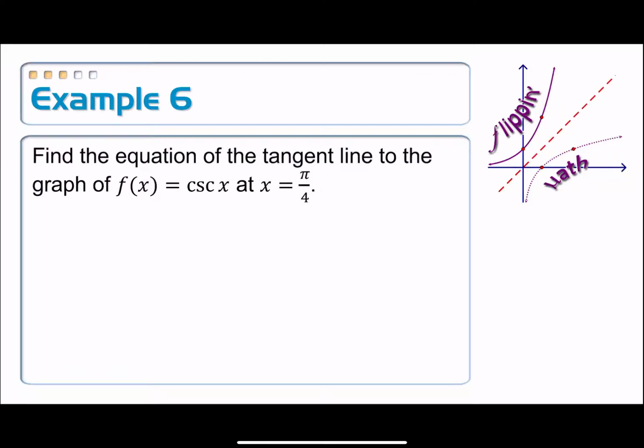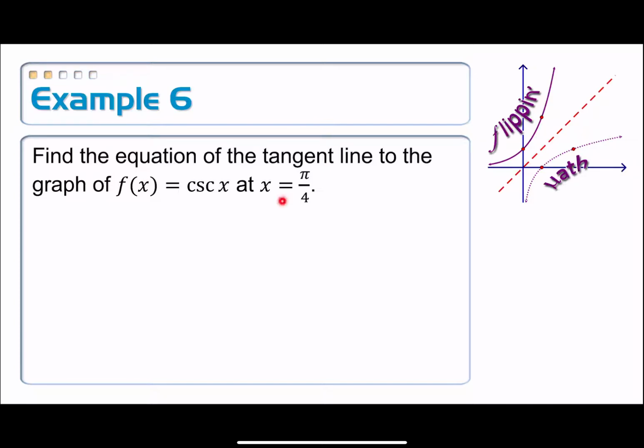One of the things that we love to do with derivatives is to find the equation of a tangent line, as you can see on example 6. Equation of a tangent line to the graph of f of x equaling the cosecant of x at specifically x equals pi over 4. So what two pieces of information do you need in order to write the equation of a tangent line? One, you need a point.